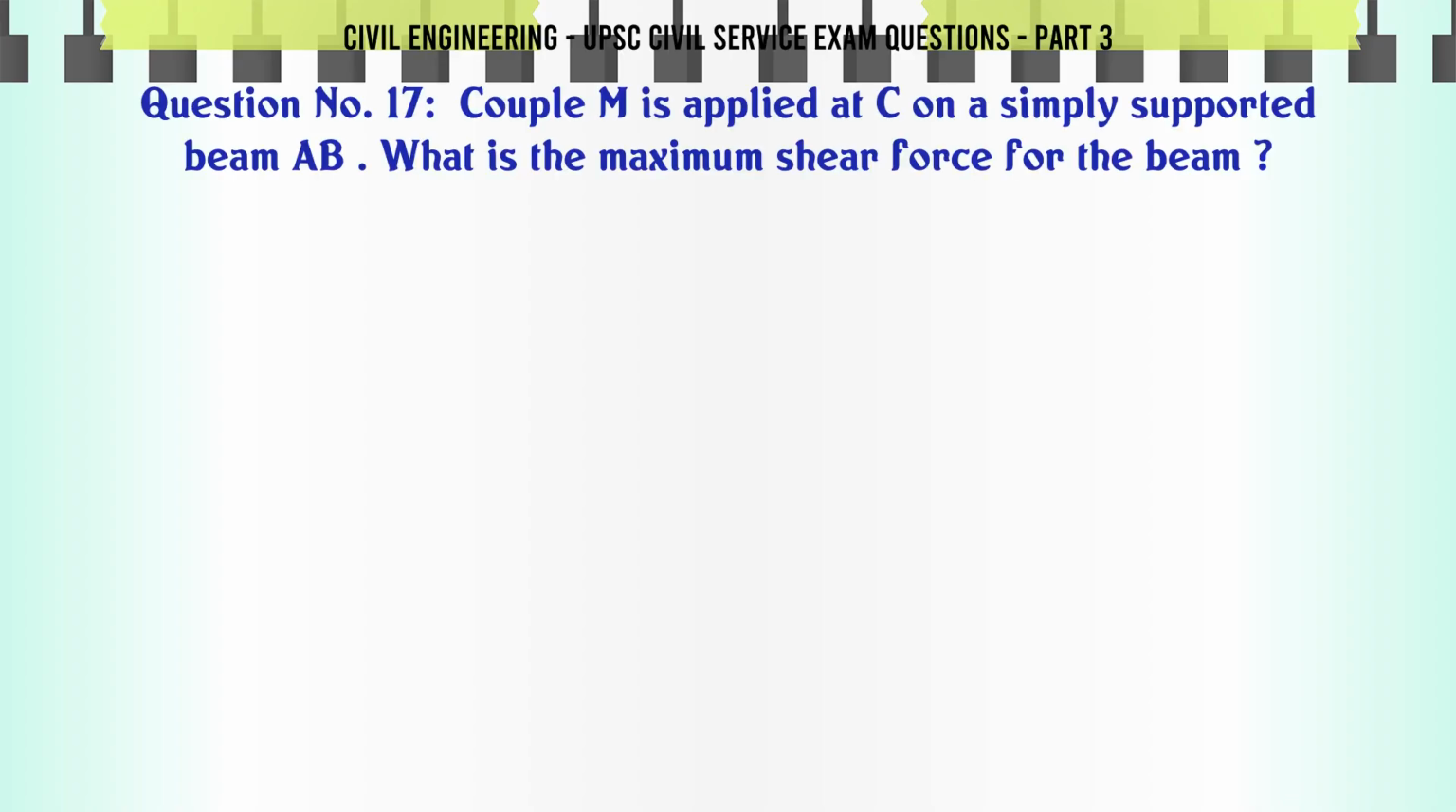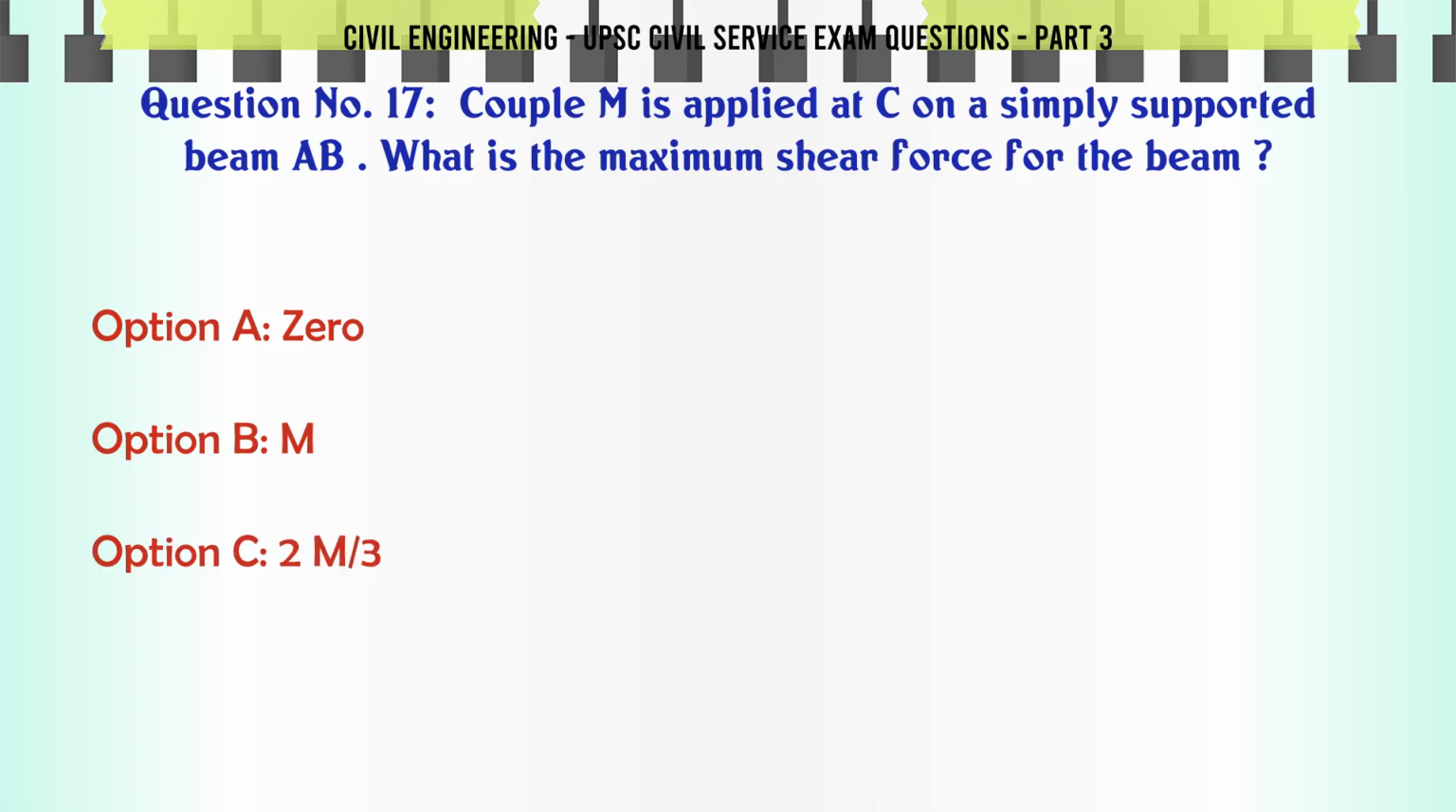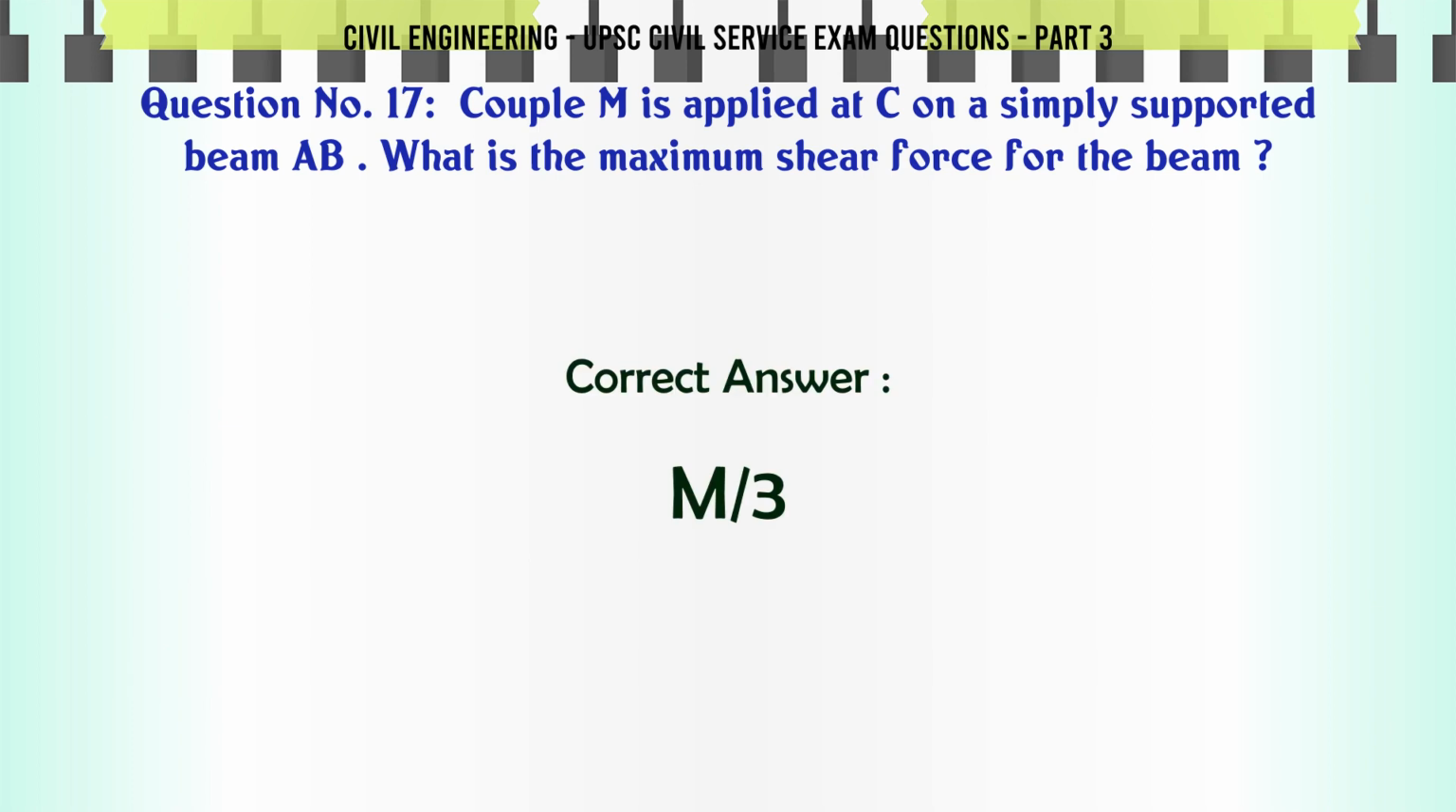Couple M is applied at C on a simply supported beam AB. What is the maximum shear force for the beam? A, 0; B, M; C, 2M/3; D, M/3. The correct answer is M/3.